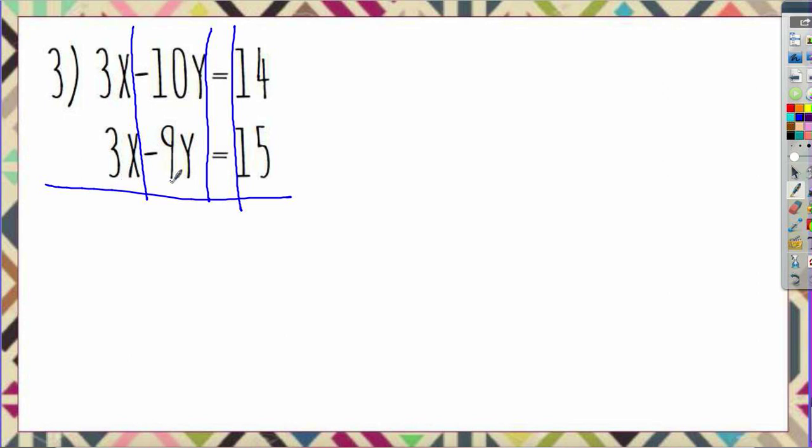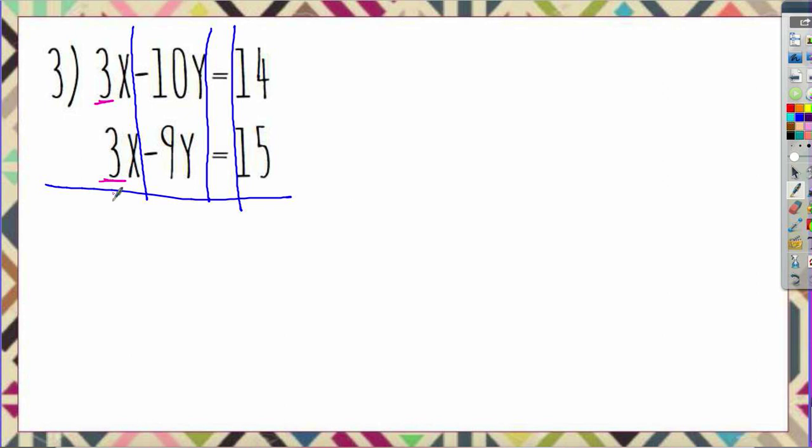I just need to choose which one I personally feel like is the easiest choice to make cancel. I can make the y's cancel, but it's clearly going to be more work. Y has a negative 10 in front of it, and the other y has a negative 9 in front of it. I can't make 9 into 10 or 10 into 9. It's a little bit difficult. I would have to multiply both equations to make this a common factor of 90. It's a lot more work, and we're going to talk about it in a second, because sometimes it's your only choice. But this time, I see that x has the same coefficient.